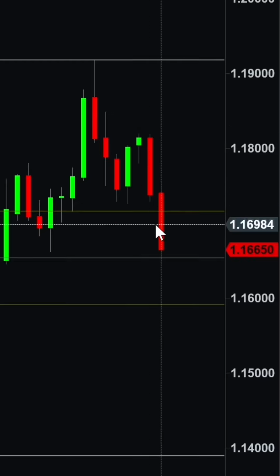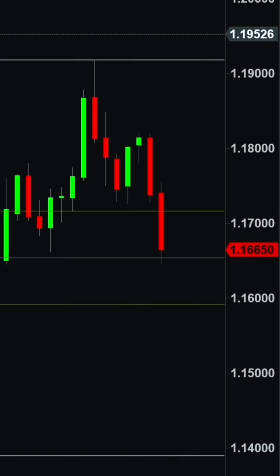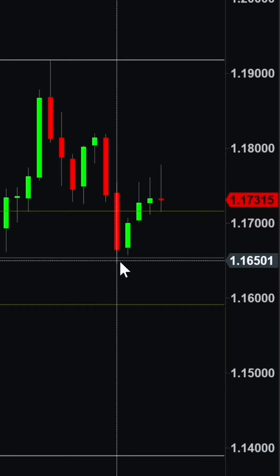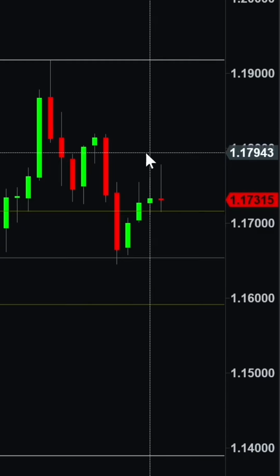116.53 roughly. We actually made a low of 116.45 that day, but then we had a very nice bounce back up to 117.80. Look at that. That was a really nice bounce off of the 50% Fibonacci all the way up to 117.79, which was 126 points.